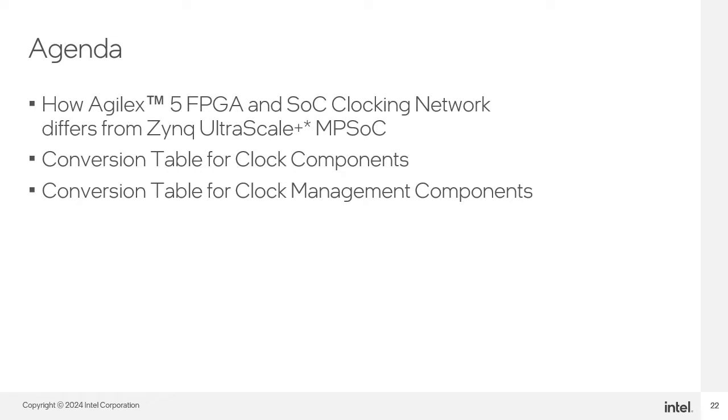Understanding Agilex 5 clocking and conversion. This section will first guide you through the differences between Zynq and Agilex 5 clocking architecture and network. This understanding will be crucial for effectively utilizing the conversion tables provided for your design. Next, we will explore the conversion tables, detailing the dedicated hardware resources in Xilinx Zynq and outlining their corresponding parameters to be enabled in Quartus for the Agilex 5 platform. Specifically, these conversion tables will cover global clocking primitives, clock buffers, and clock management tile components.